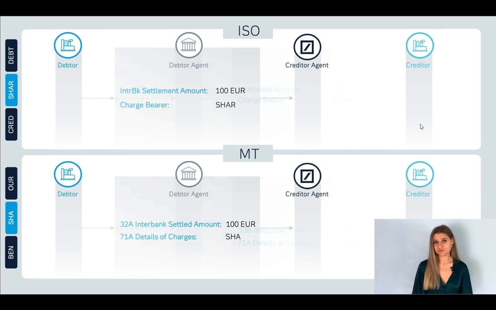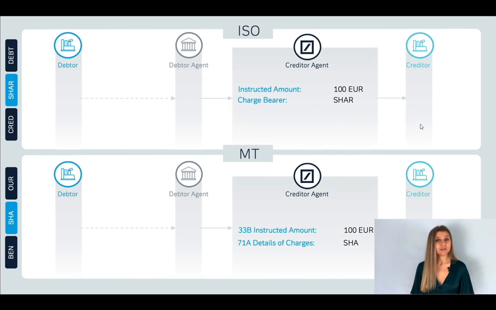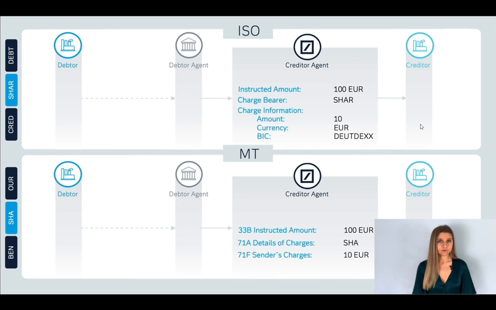Now the charges of the creditor agent are to be paid by the creditor. That means that the bank will deduct these charges from the amount, so the creditor will receive less than instructed. So what does it do? It specifies the charge code SHA, the instructed amount, 100, the amount and currency of the charges, 10 euros, and its own BIC. And the amount that will eventually arrive at the creditor is 90 euros.